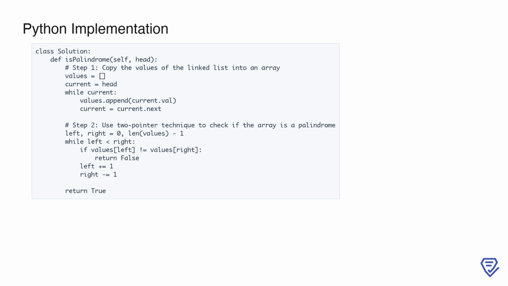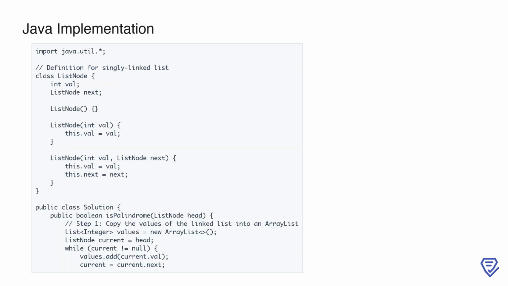Here, we start by defining the structure of a singly linked list using a class called listNode. Each node in the list contains an integer value and a pointer to the next node. This structure will help us represent the linked list we'll be working with. Next, in the solution class, we are implementing the method isPalindrome, which determines whether a given linked list is a palindrome.